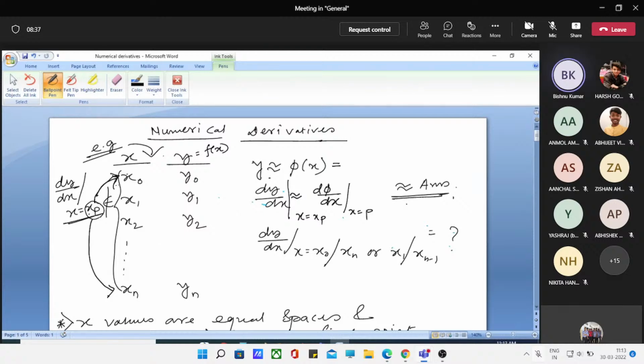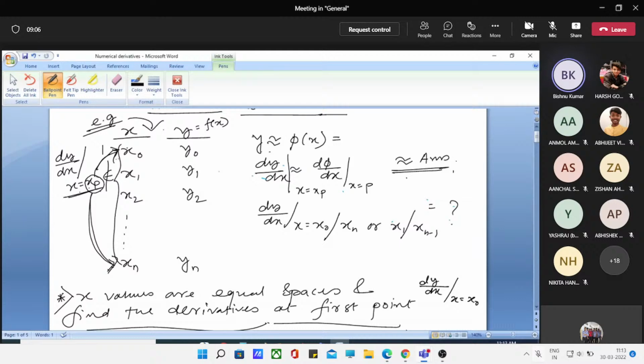The initial point or last point, isn't it? Then your formula will be reduced. So for that purpose, an important thing: suppose x values are equally spaced, and the asking point is the derivative dy by dx at the initial point x0. x0 is the first value of x, and that asking point coincides with the first point, so it is lying in this neighborhood.